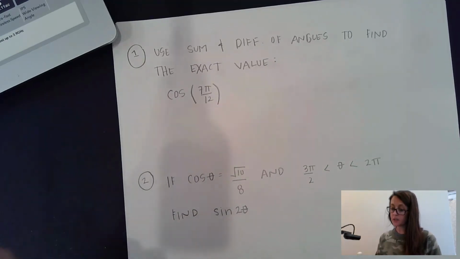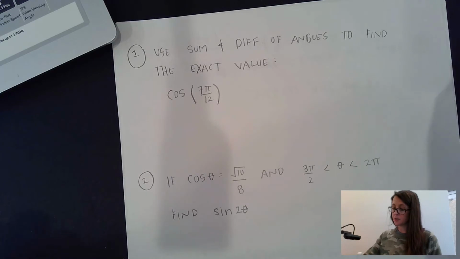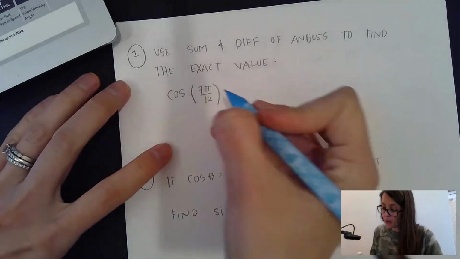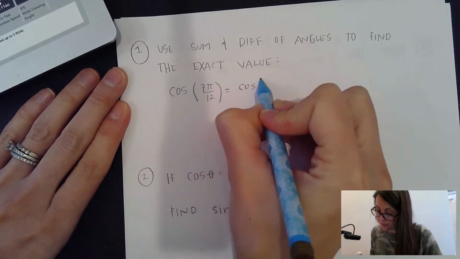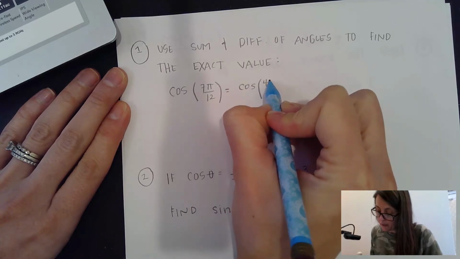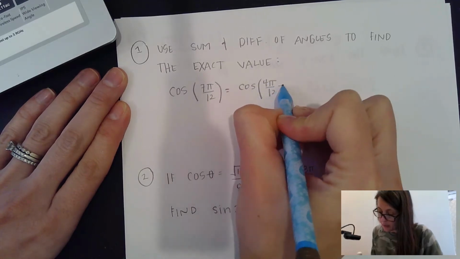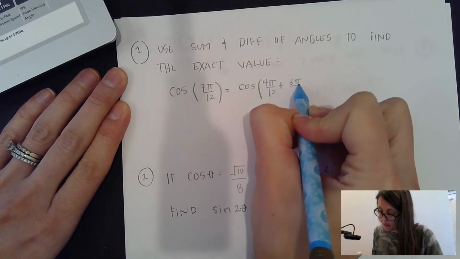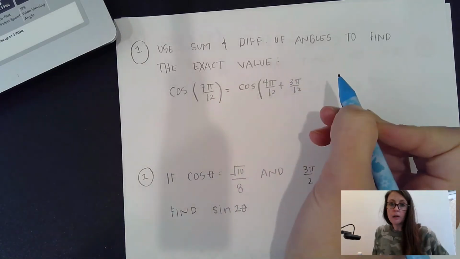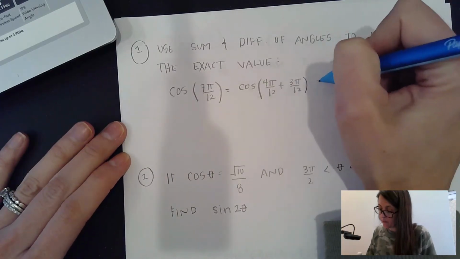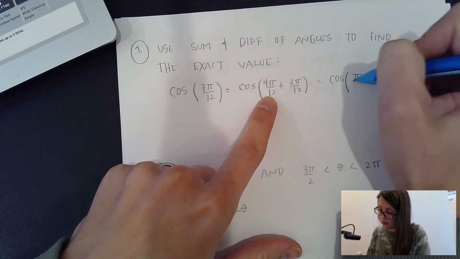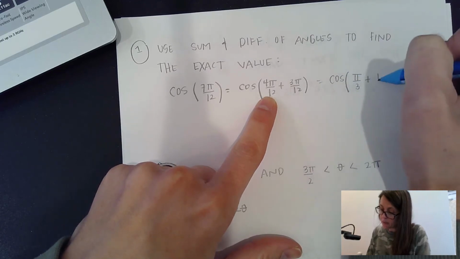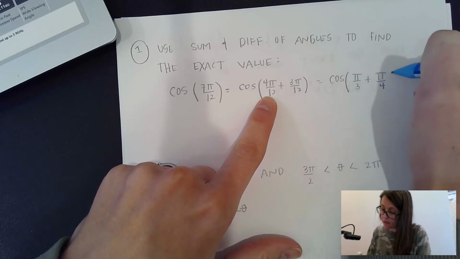Alright, so this one says use the sum and difference of angles to find the exact value of cosine of 7 pi over 12. Well, 7 pi over 12 is cosine of 4 pi over 12 plus 3 pi over 12, right? 4 pi over 12 reduces, so this is going to be cosine of pi over 3 plus pi over 4, since 3 pi over 12 reduces to pi over 4.